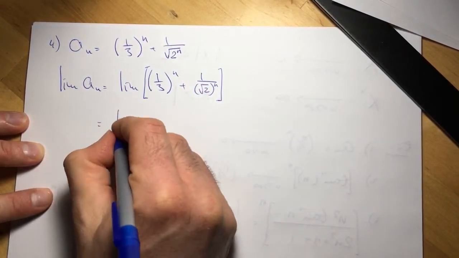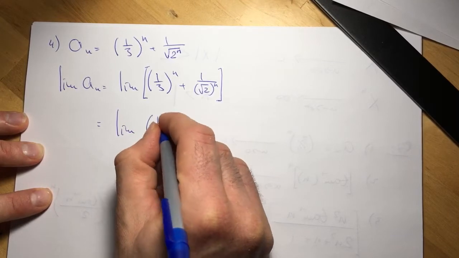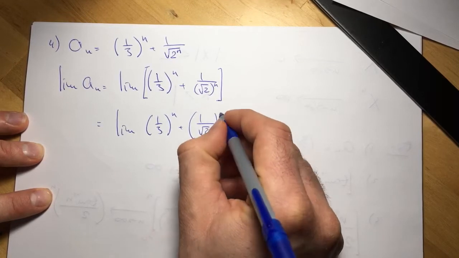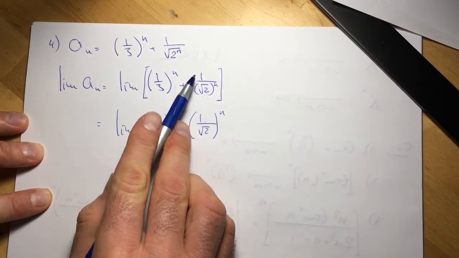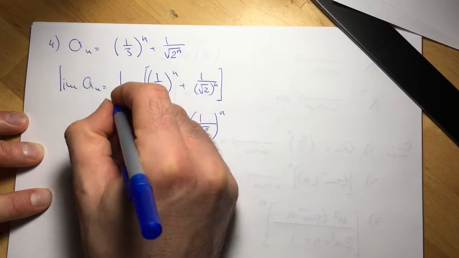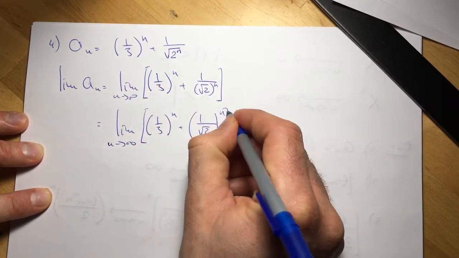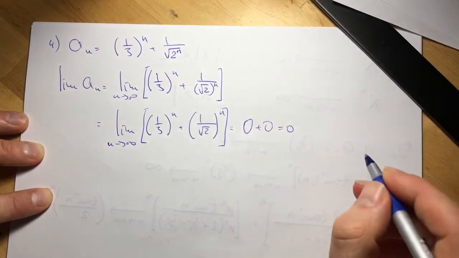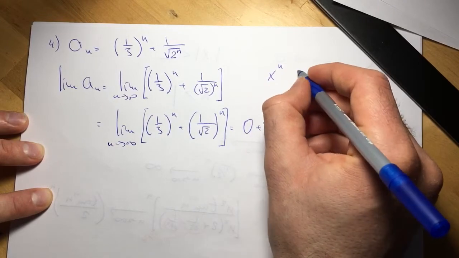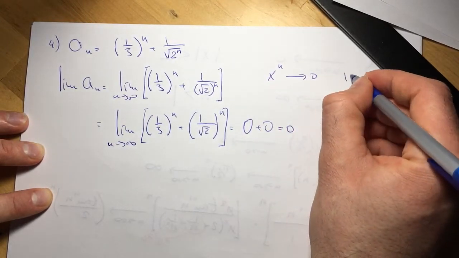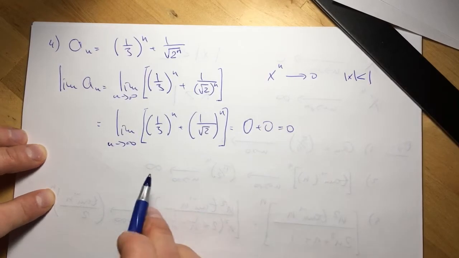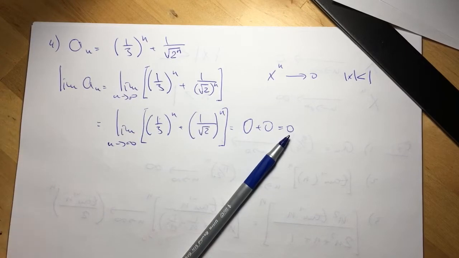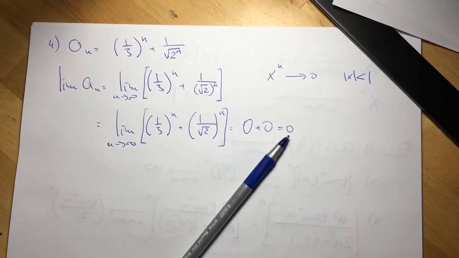which is the limit of (1/3)^n plus (1/sqrt(2))^n, as n goes to infinity. This is equal simply to 0 plus 0, which is 0, right? Because we said that x to the power n goes to 0 as long as x is less than 1. And this is less than 1, and this is less than 1, so we get 0.